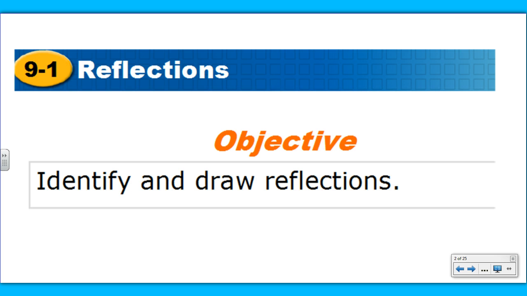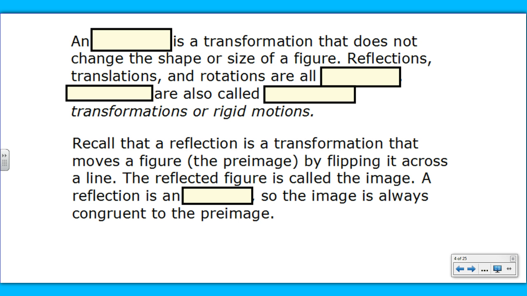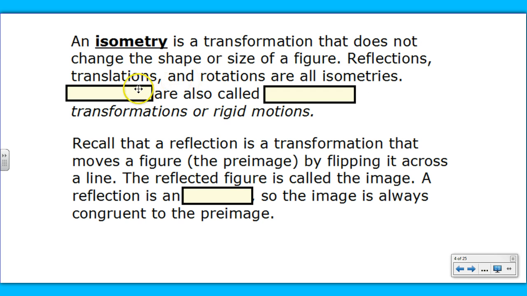Today we're talking about identifying and drawing reflections in the coordinate plane. We'll be using the term isometry. So an isometry, speaking of isometries, is a transformation that does not change the shape or size of a figure. It's like isolated figure. No change in the shape or size, no dilation. Reflections are isometries. Translations, slides, are isometries. And rotations are all isometries.